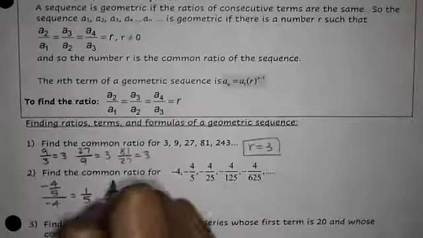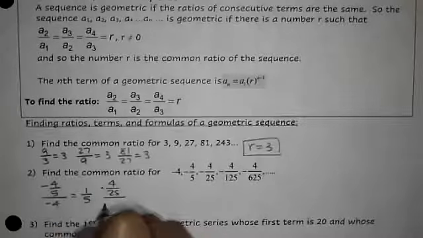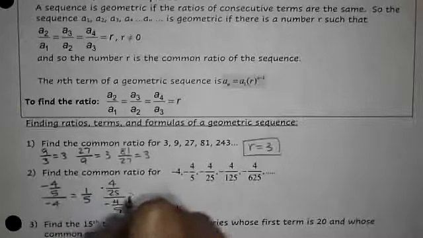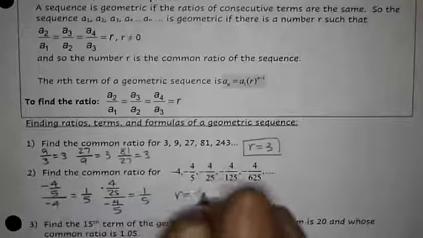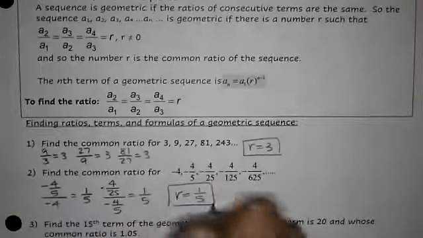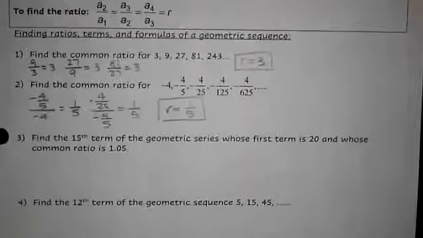Then we take our next two there. So 4/25 divided by -4/5 is -1/5... and so all of these are going to come out to be that 1/5. So there's our common ratio, 1/5 or 0.2, however you want to write that.